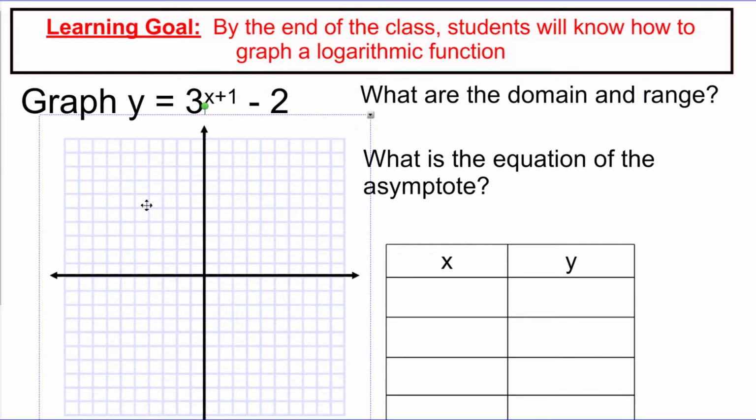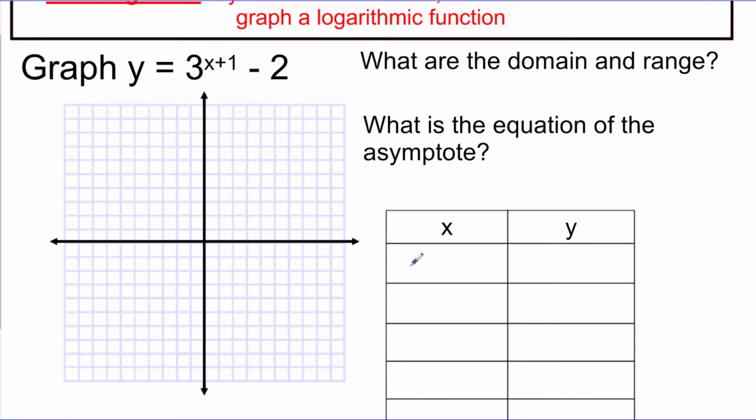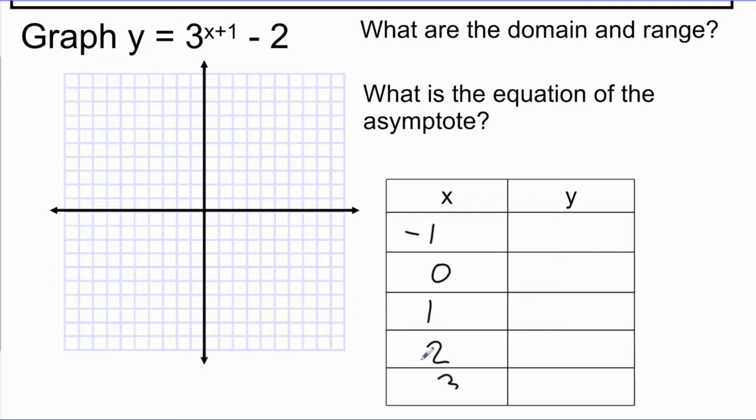So let's go right to graphing, okay? If we were to graph this, we would plug in any values that we want for x. I'm going to just pick, for example, -1, 0, 1, 2, and 3. So those are some good values. Maybe we'll get a nice shape out of this, okay? So really nothing special here. When I plug in a -1, I get 3 to the 0, which is 1. 1 minus 2 is -1, right?